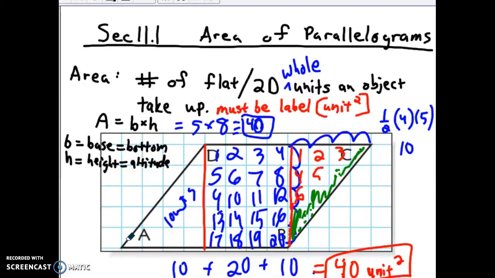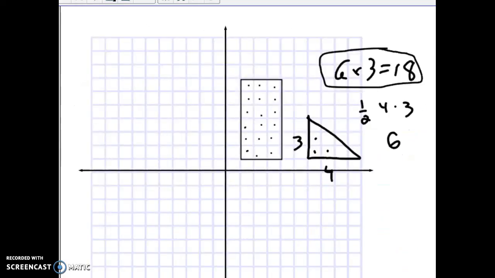So one of the things we all recommended is the idea that if you can count it, like on this coordinate plane, 1, 2, 3, 4, 5, 6, 7, 8, 9, 10, 11, 12, 13, 14, 15, 16, 17, 18, you can count them, that's great, or you can use the formula. The formula is base times height, 6 times 3.